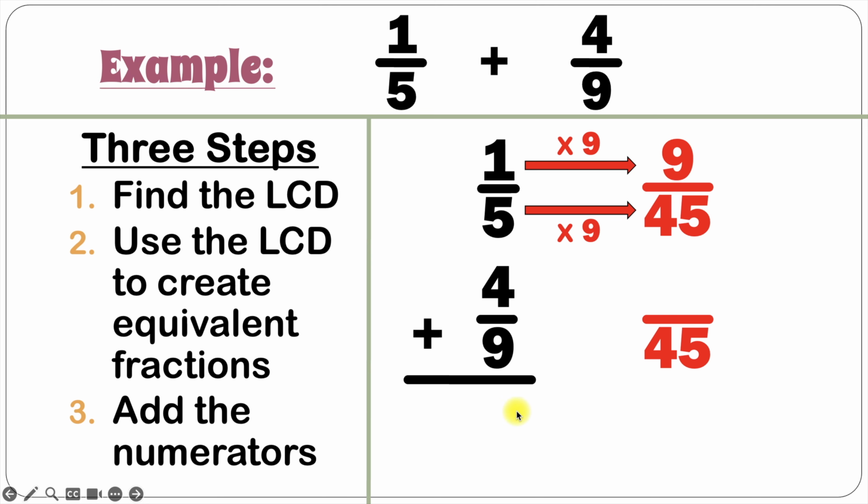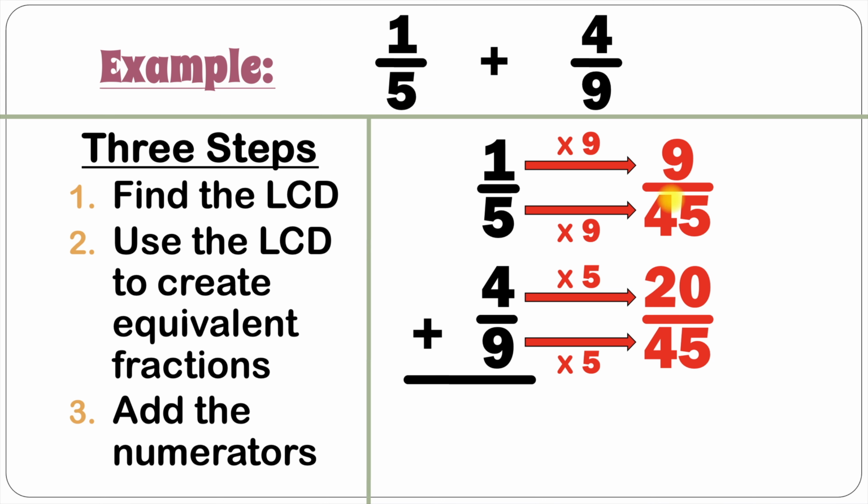Now let's look at the bottom fraction. 9 times what is 45? Well, that's 5. And since we multiplied the denominator by 5, we'll multiply the numerator by 5 as well. So we've got 4 times 5, and that equals 20.